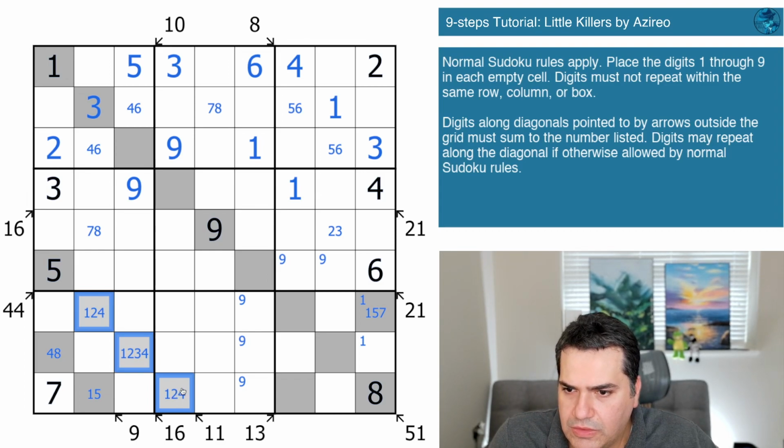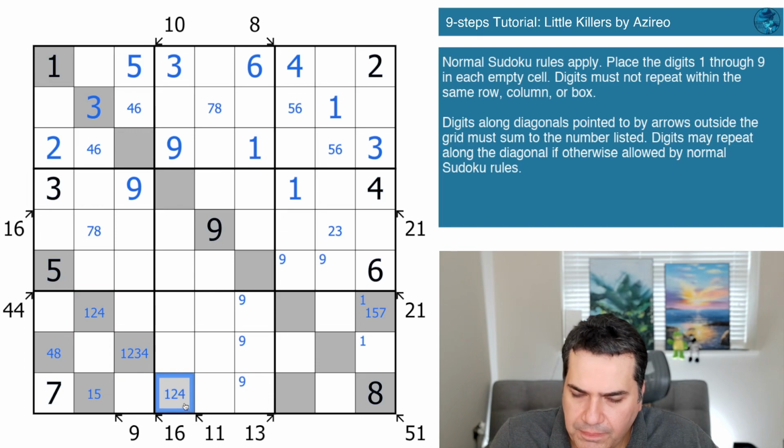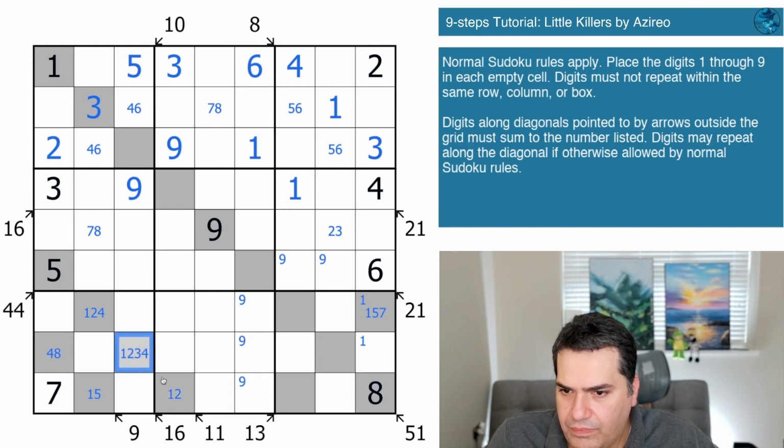So I think that cannot be a 4, because if this is a 4, this would be a double 1. Now, if that's a 4, that's a double 1. If that's a 4, that's a double 1. Both of which for now are allowed. But actually, if we place a 4 in here, that would be an 8, that would be a 1. We'd be repeating the 1 in the same box, mind you. So 4 is not an option.